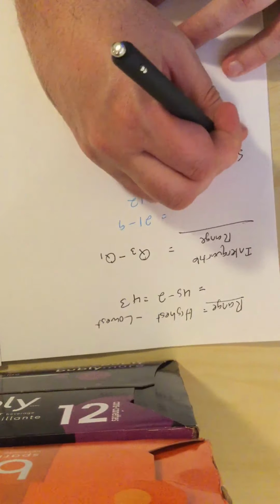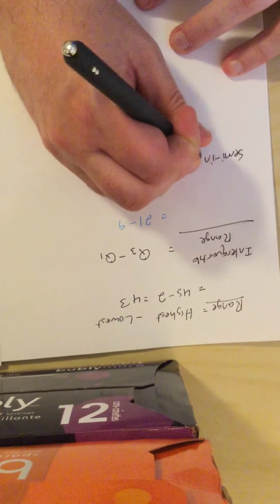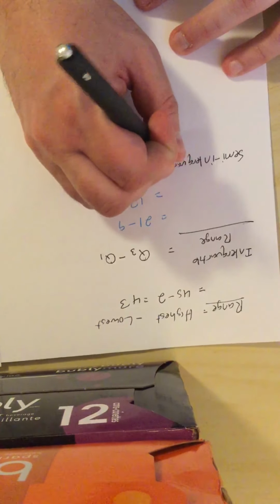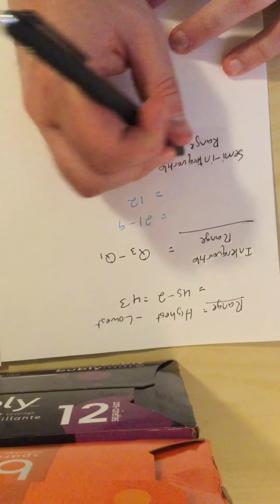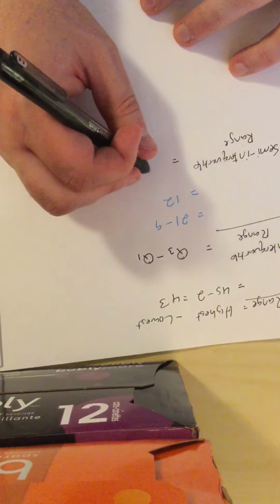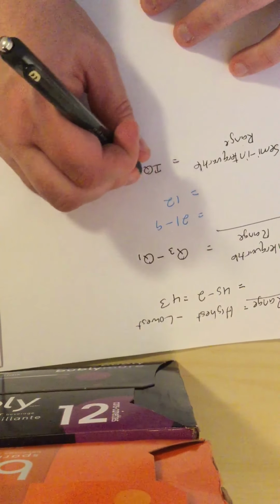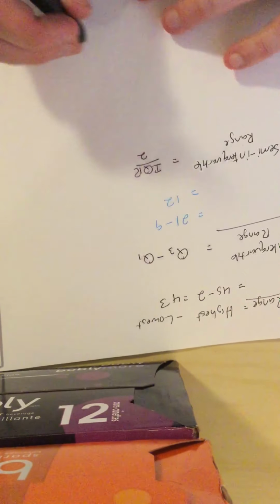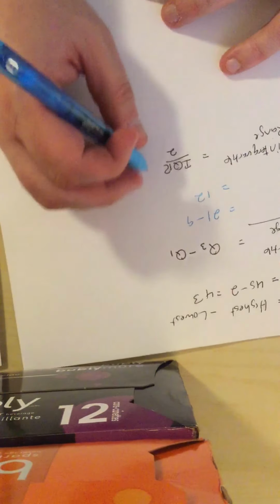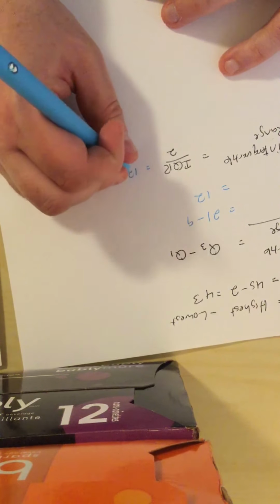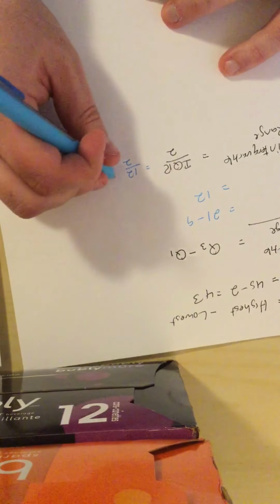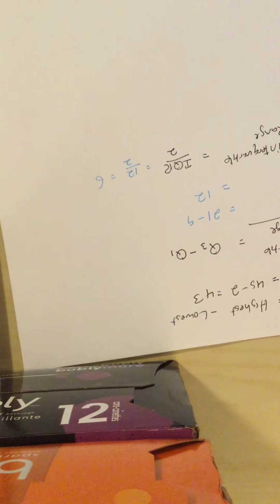Then there's something called the semi-interquartile range. That's just defined as the interquartile range divided by 2, so in this case it would be 12 over 2, which would be 6.